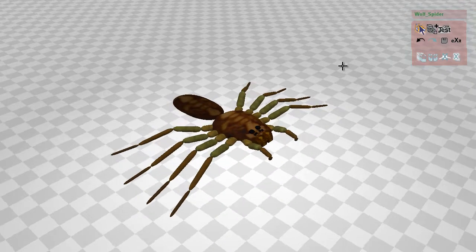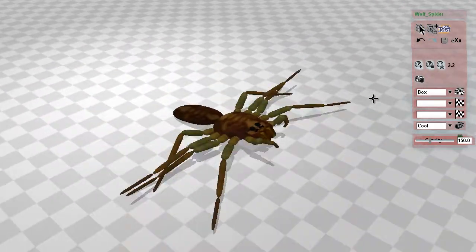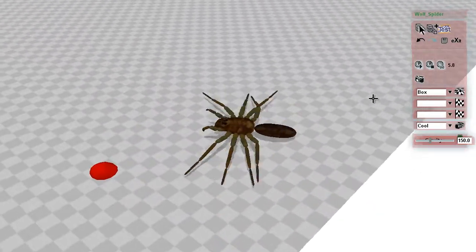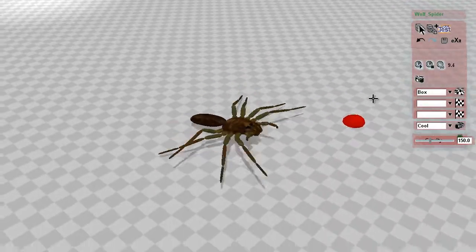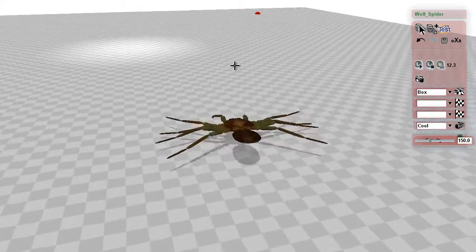Okay, let's see how this looks. So I would say that the leg movement certainly looks more interesting. It's definitely a bit creepier. The Zook is much less stable. So why is this?